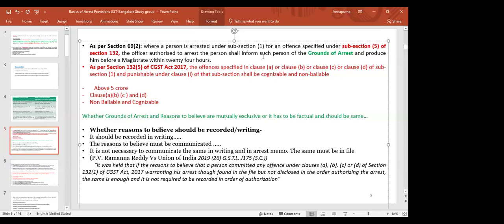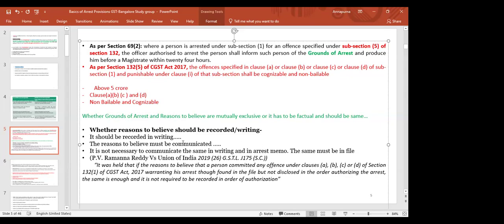69(2) says it should inform such person the grounds of arrest. Whereas in one of the decisions, P.V. Ramana Reddy, a Supreme Court judgment, one of the paras says that it was held that if the reasons to believe that a person has committed any offense, warranting his arrest, are found in the file, but are not disclosed in the order authorizing the arrest, the same is enough, and it is not required to be recorded in the order of authorization. So they are saying, even though it is not there in the order of authorization, if it is found in the file, that will suffice as the existence of reasons to believe, and accordingly it is fulfilling the condition of 69(2).